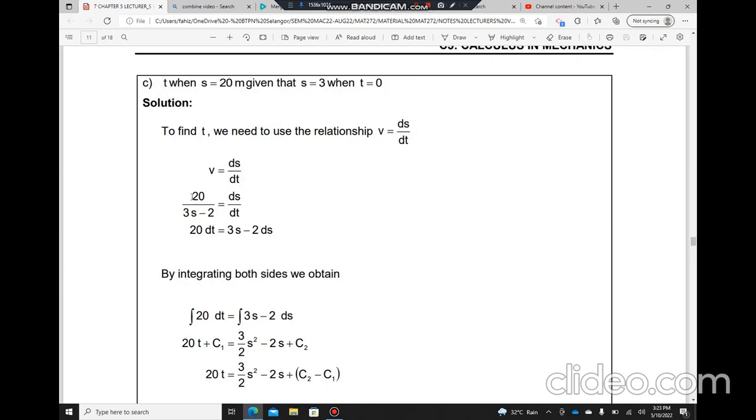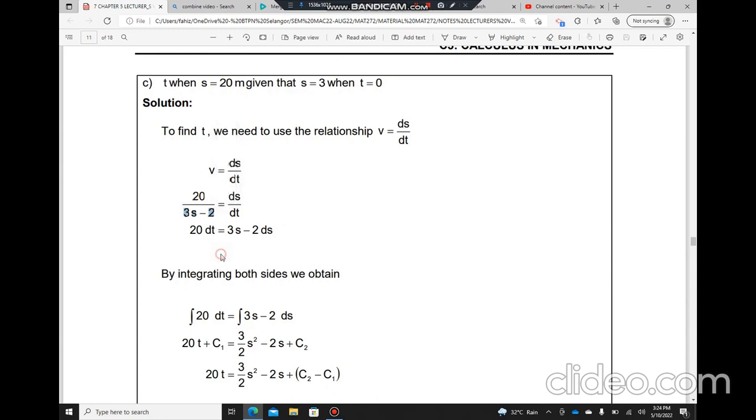Okay, sebab dia dah bagi V. So, V equals to 30 over 3s minus 2 is equals to ds dt. Okay, so kita buat equation. Sebab kita dah ada equation kat sini, V equals to ds dt. So, tempat V awak ganti dulu dengan equation yang diberi. So, it is equals to ds dt.